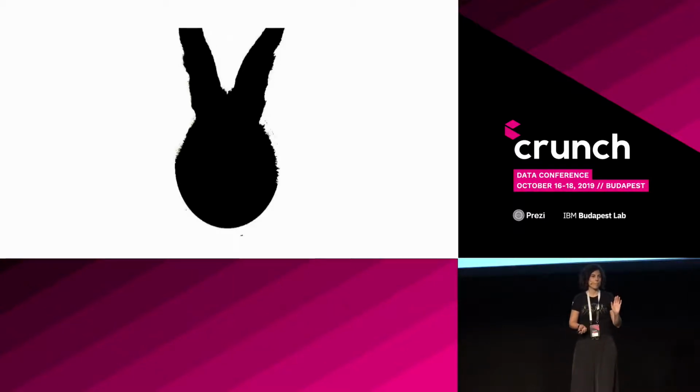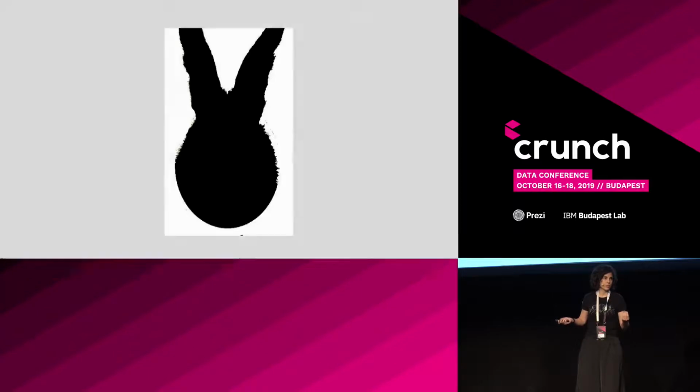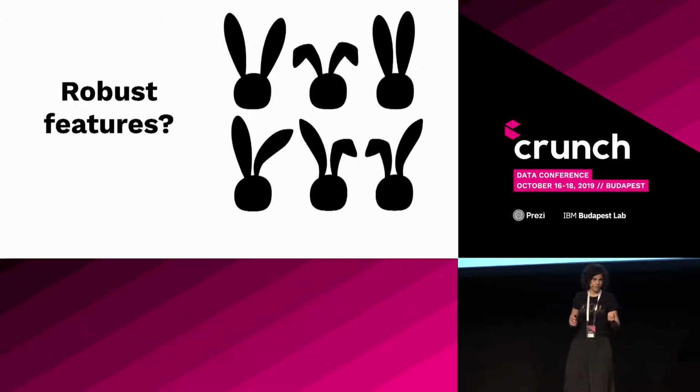That's good. Now, what this team means with robust features is this. So we can perturb these features in a lot of ways, and as long as we have the fluffy ears, the head, we can still see bunnies everywhere, I think. Are we still seeing bunnies here? Okay, good.